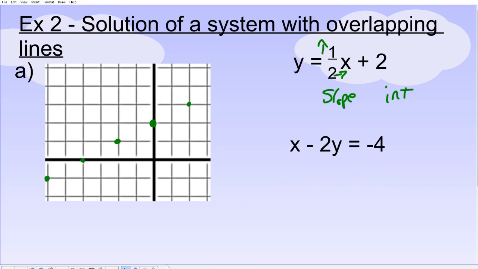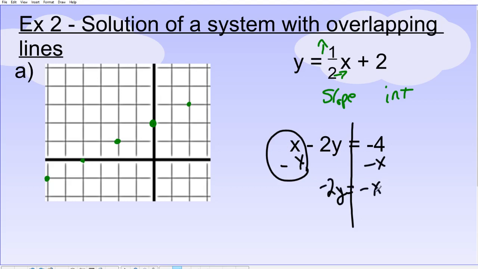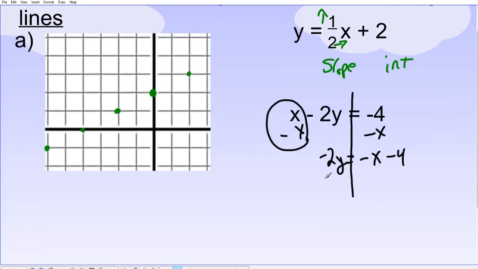I'm going to start by solving for y. So I'm going to subtract x because it's positive. It is not minus x, it is a negative 2y. So I subtract x. I still have my negative 2y, but I also have a negative x and a minus 4. Both pieces just come along for the ride. I divide both sides by negative 2 to cancel it out.